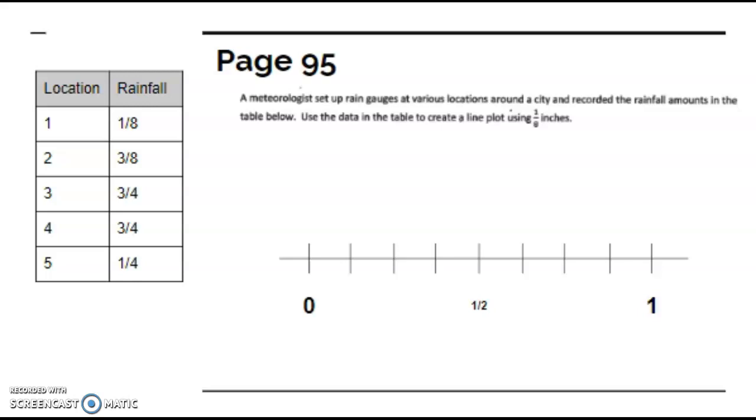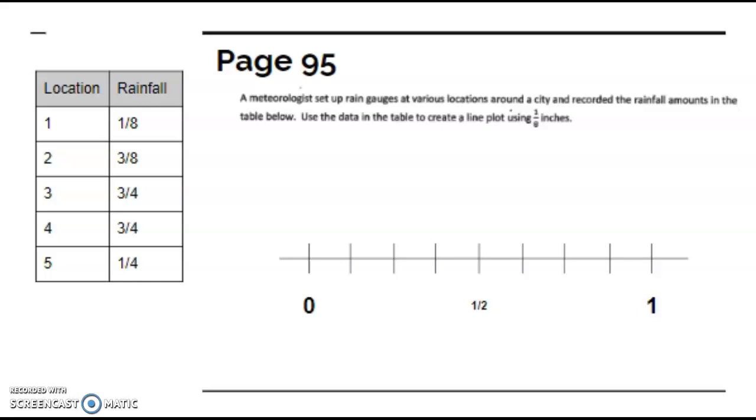The second location there is 3/8. The third location there is 3/4. The fourth location there is 3/4, and the fifth location has 1/4. I'm only doing the first 5 of them because you should be able to figure out the rest of them from there.